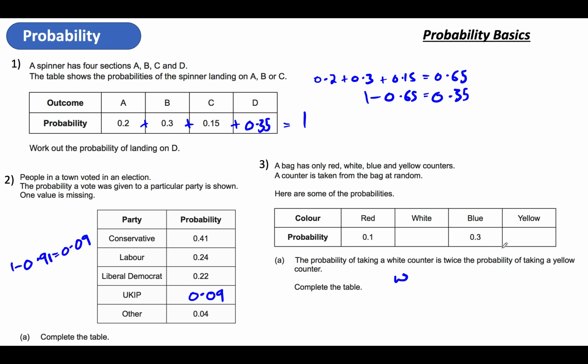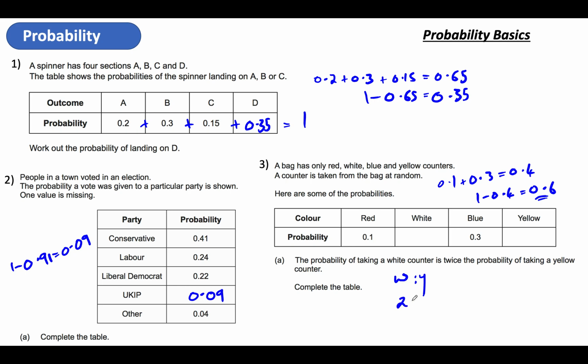Firstly, to work out what's the missing probability that white and yellow must add up to. Let's add up 0.1 and 0.3. Well, that obviously equals 0.4. Take it away from 1. And we've got 0.6. So I know that white and yellow must add up to 0.6. But I've been told that there's twice the probability of getting white than there is yellow.